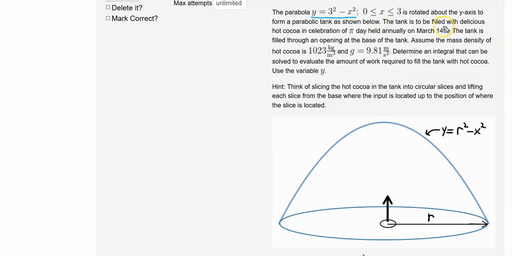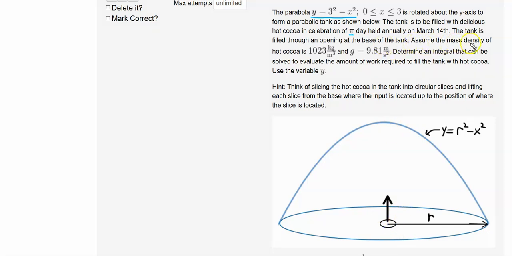Now the tank is going to be filled with delicious hot cocoa in celebration of Pi Day. Pi Day, by the way, is on March 14th, 3.14. The tank is filled through an opening at the bottom like this. So think of having a tube down here with a pump down here, and it pushes the liquid, the hot cocoa, into this parabolic tank.